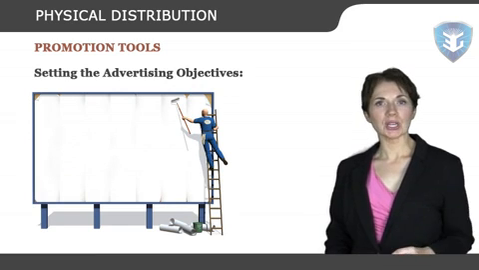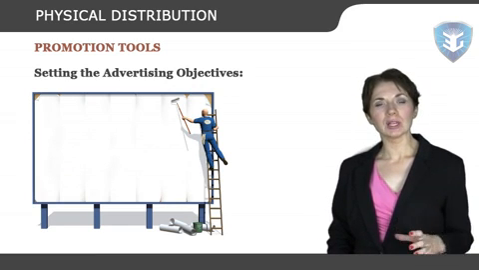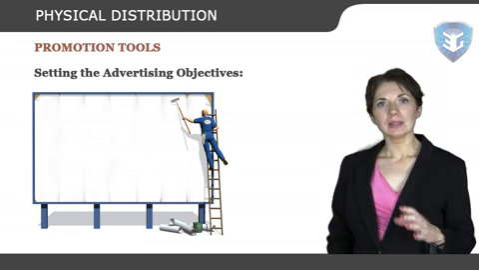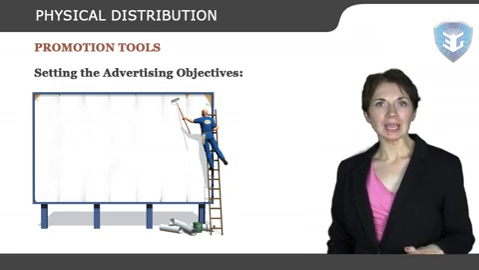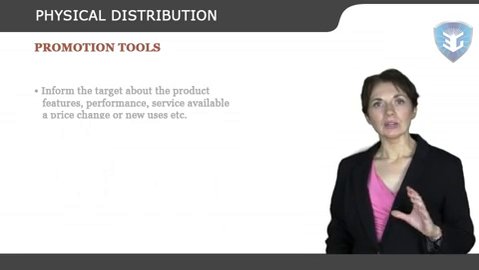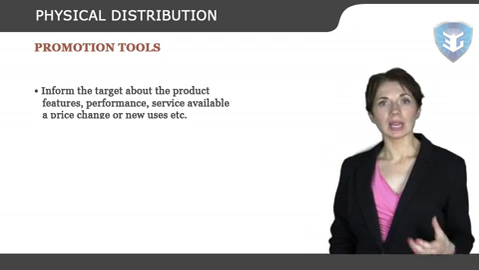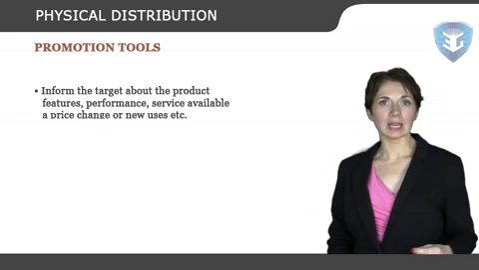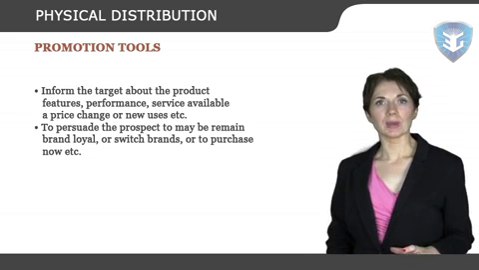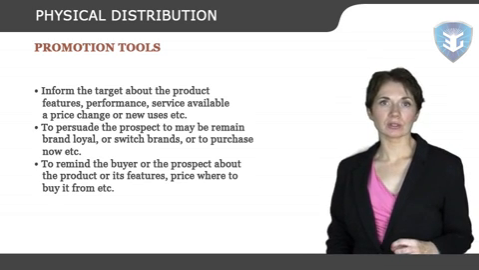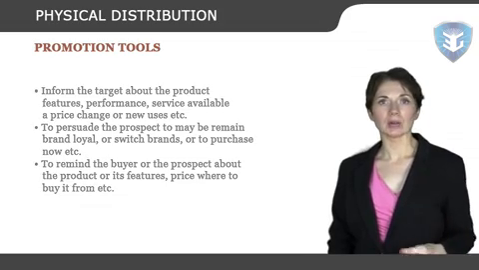Setting the advertising objectives. The first step in developing an advertising program is to set the advertising objectives. These can be classified on the basis of the aim, which can be either to inform the target about the product features, performance, service available, a price change, or new uses, etc. To persuade the prospect to remain brand loyal or switch brands, or to purchase now, etc. To remind the buyer or the prospect about the product or its features, price, where to buy it from, etc.